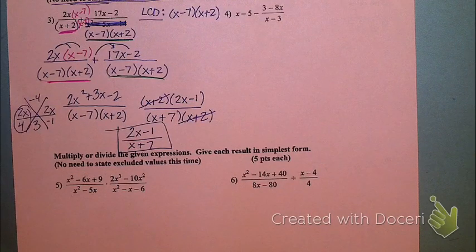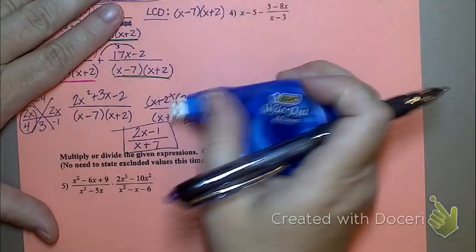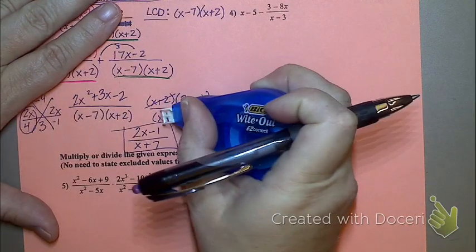Yes? When did it become x plus 7? When I stopped reading it correctly. It's not an x plus 7, it's an x minus 7. Thank you.